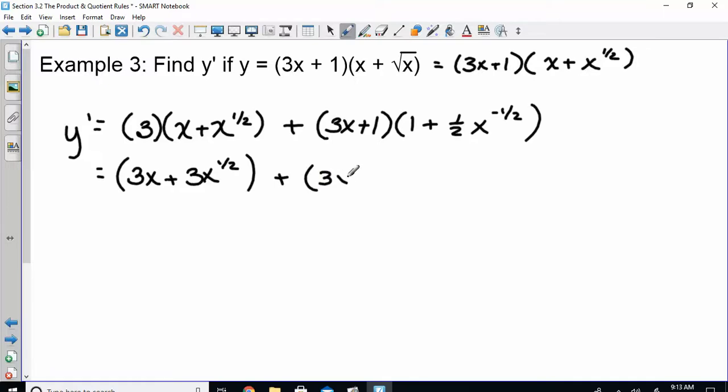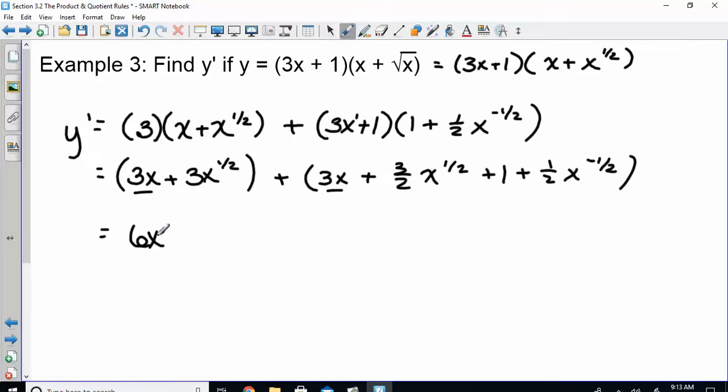Alright, if I FOIL over here, we get 3x plus, when you multiply these, you get 3/2. This is x to the first, you add exponents, so 1 plus -1/2 is 1/2. Plus 1 plus 1/2 x to the -1/2. Then we add like terms.